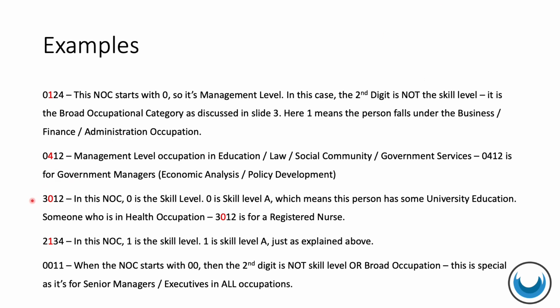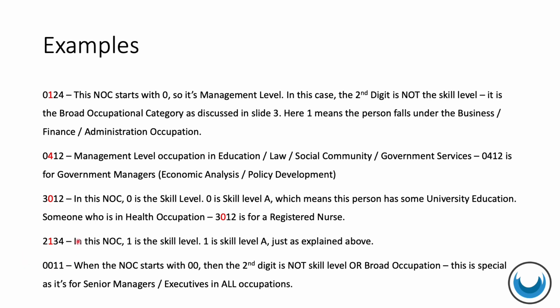So in the third example, the NOC code starts with 3. So we know they are in a healthcare occupation because that would be the occupation. It's not starting with 0. So the first digit represents occupation category. The second digit now is 0, which is skill level A because 0 or 1 represents skill level A. So this person works in a NOC A category.